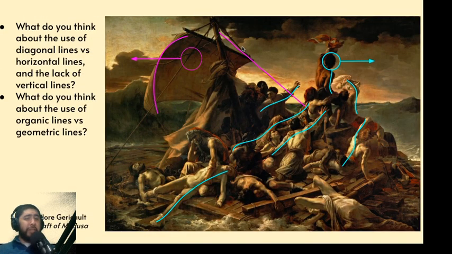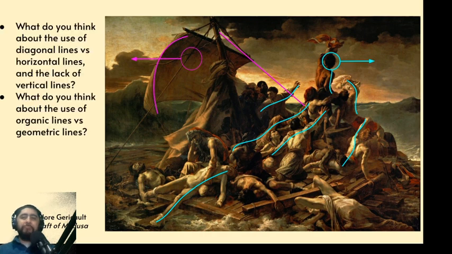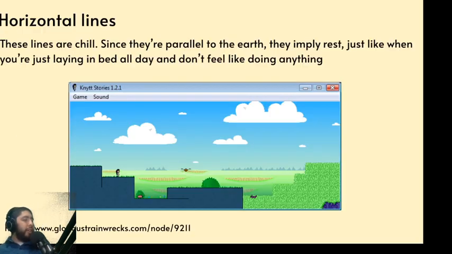There's an infinite amount of lines here, like, for example, the horizon. Where are these guys looking? It's this little ship right here, right? So implied lines, again, don't exist, just like these phantom lines. All right, horizontal lines.